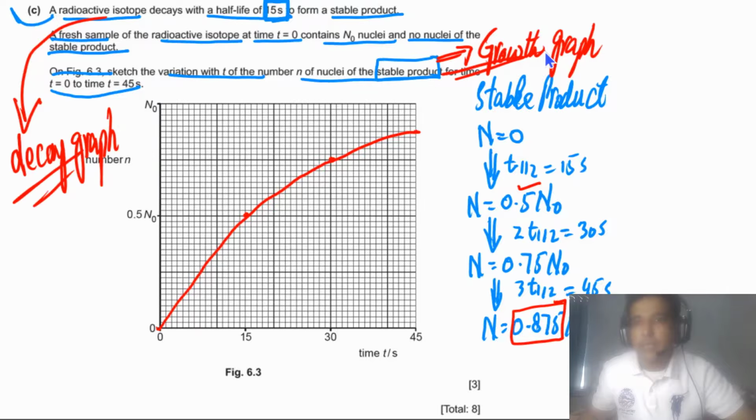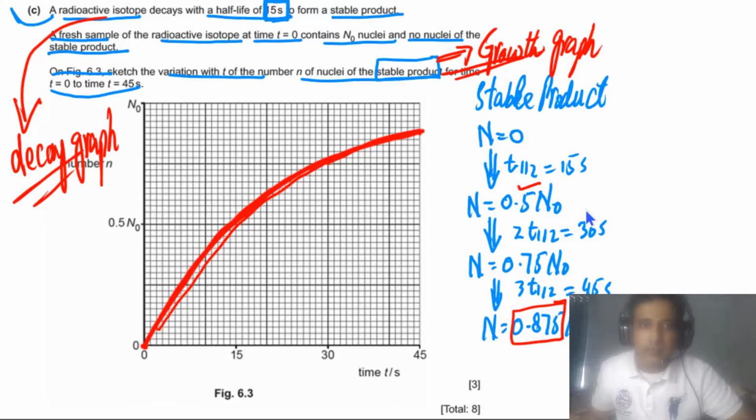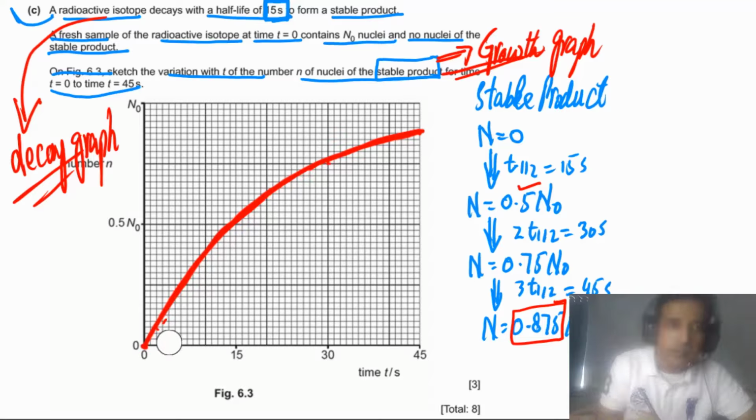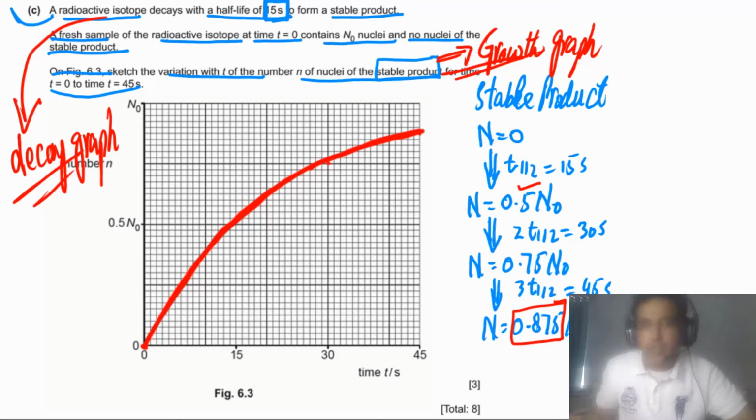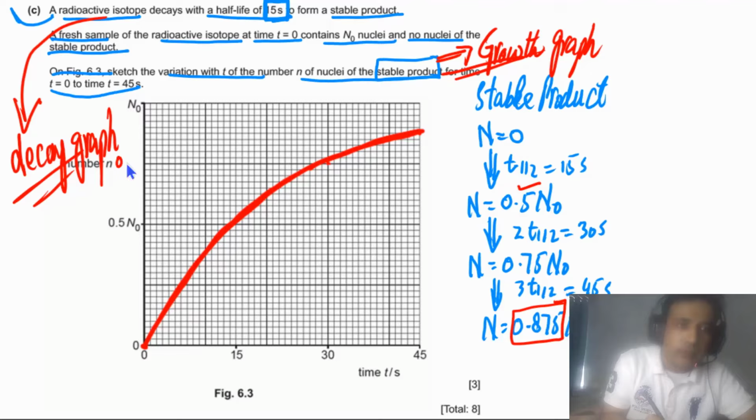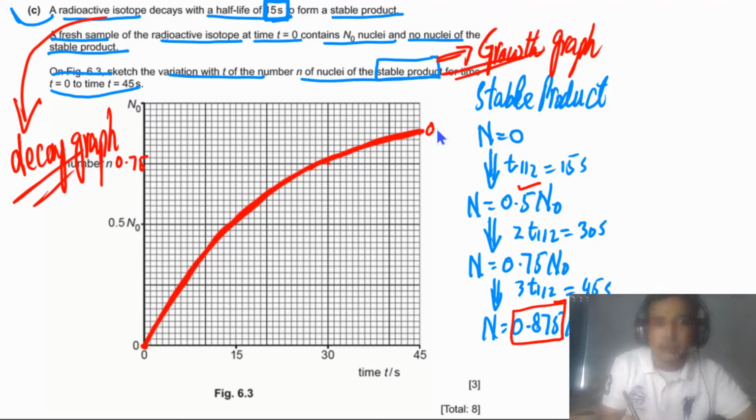Let me show you the proper graph, how you need to sketch. This is how you need to sketch a proper one. Let me clean this. If you want to label this, we can also label. This will be 0.75 and this will be 0.875. And that's all for nuclear physics.